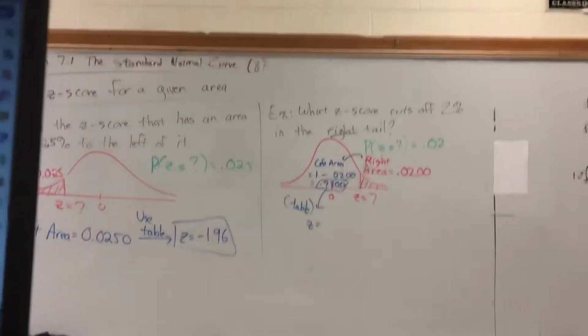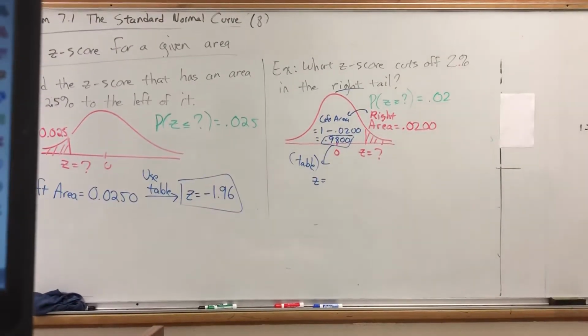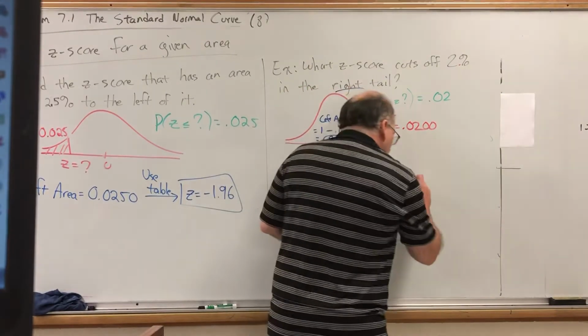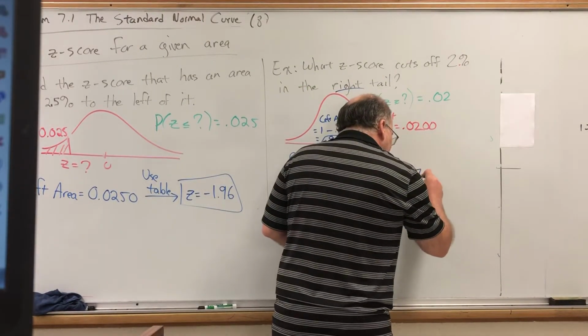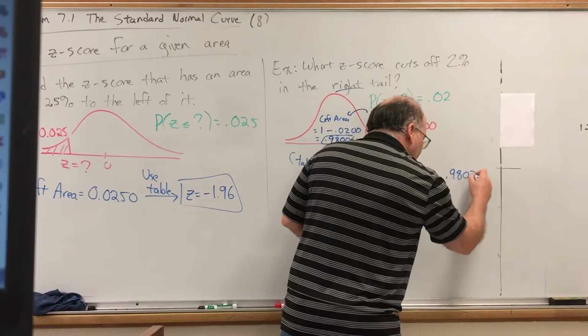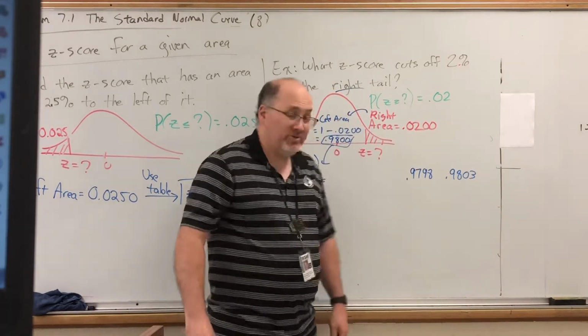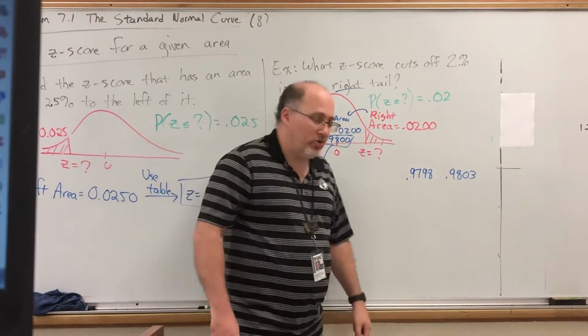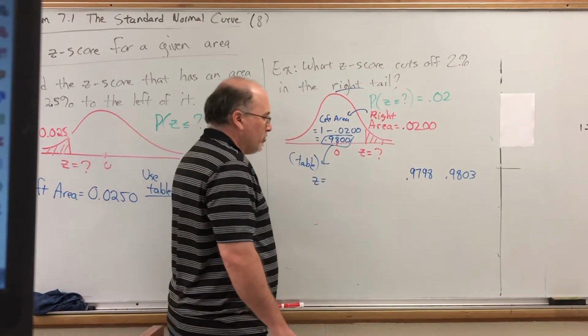The way you can tell that is to do a little subtraction. And this time I hope I do it correctly. In our table, we found 0.9798 and we found 0.9803. I believe it was in the 2.0 row, and the number that we're looking for is between those two. How can you tell which one is closer?